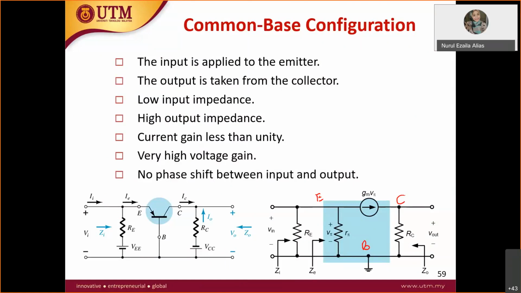So the hybrid pi model, of course, we have gm v pi. The original hybrid pi model is like this: R pi, and then you have here gm v pi, and then you have here base. When we draw it from a different side, for the common base we draw it like this, where the gm v pi goes from vertical to horizontal, and then you have R pi.